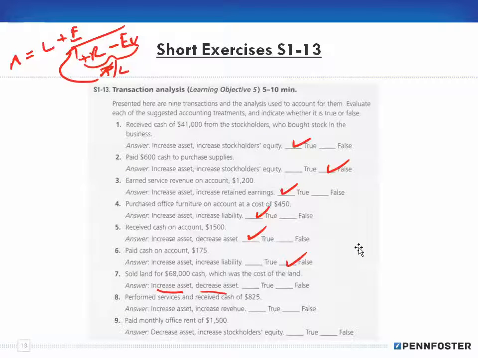Well, I'm selling the land for $68,000 in cash, which means cash is an asset, right? And I'm increasing my cash, so I'm increasing my asset. And what am I selling? I'm selling land, which was also an asset. And since I no longer have it, it's a decrease. So the land is an asset, and I'm decreasing that asset. So this statement is true.